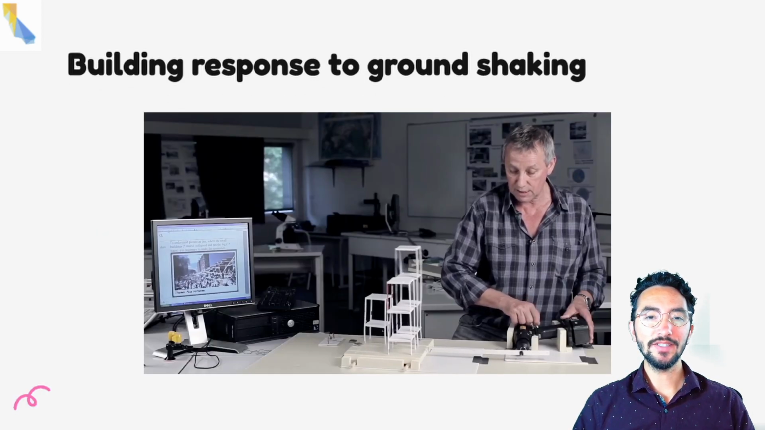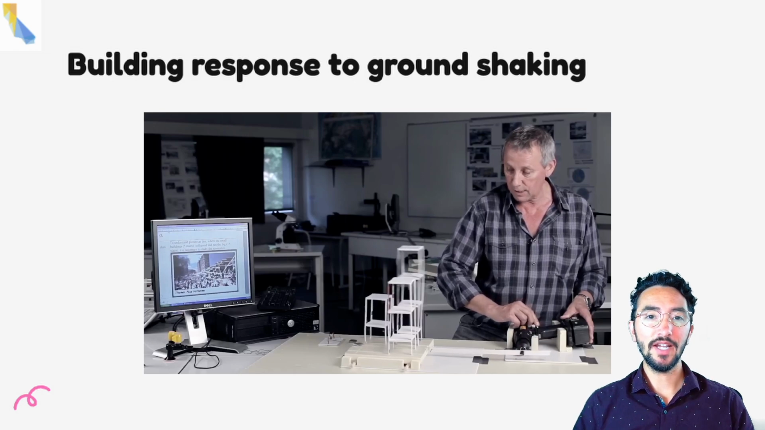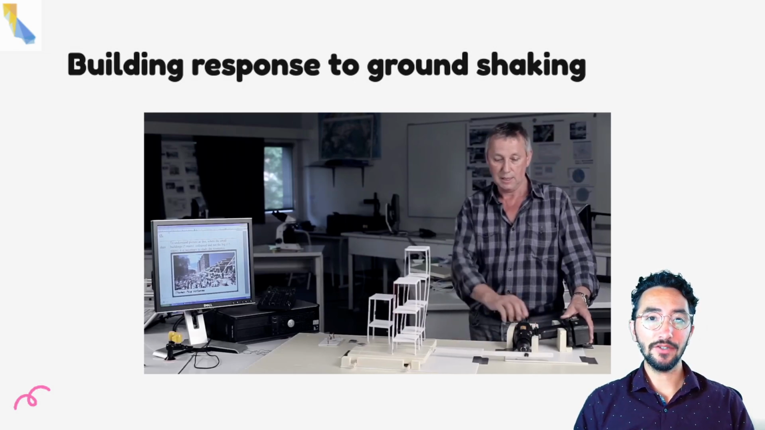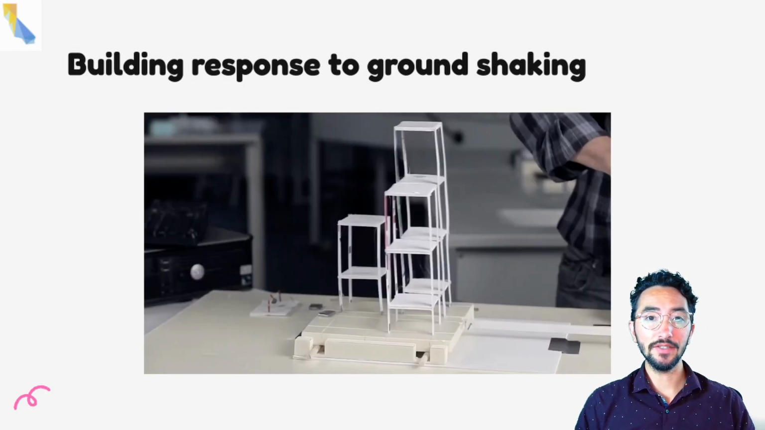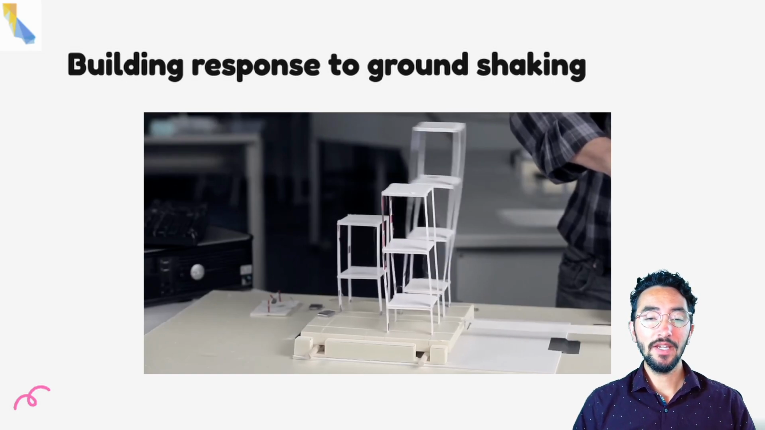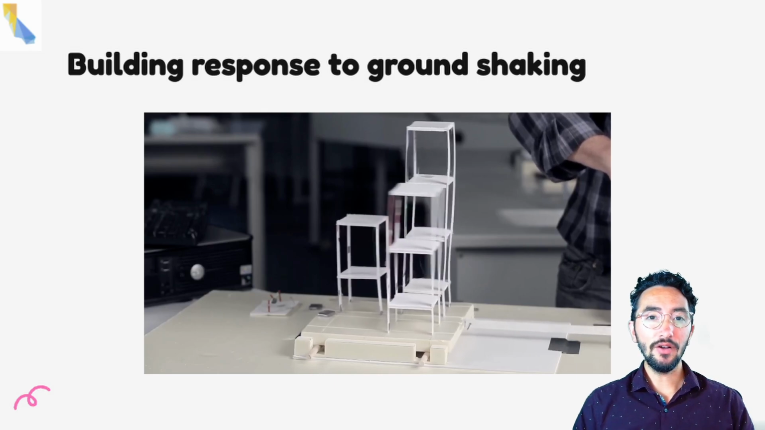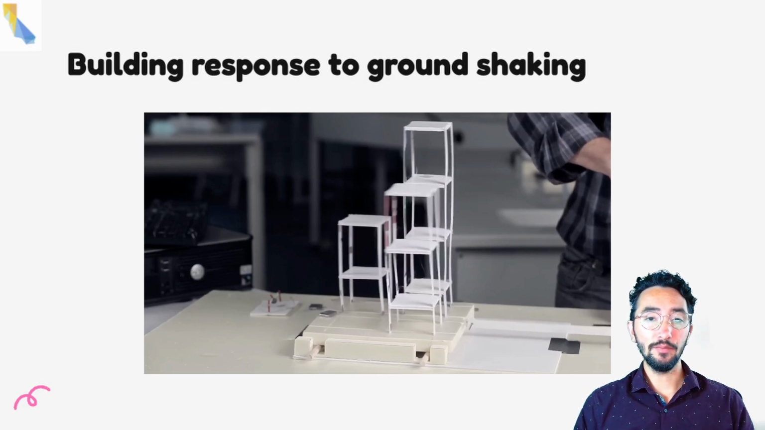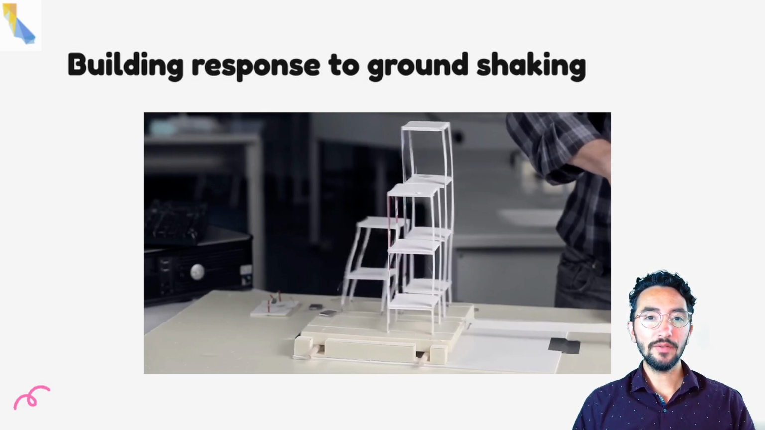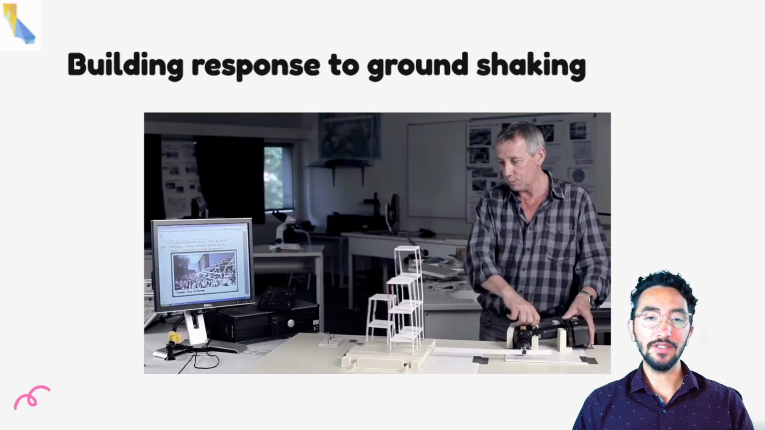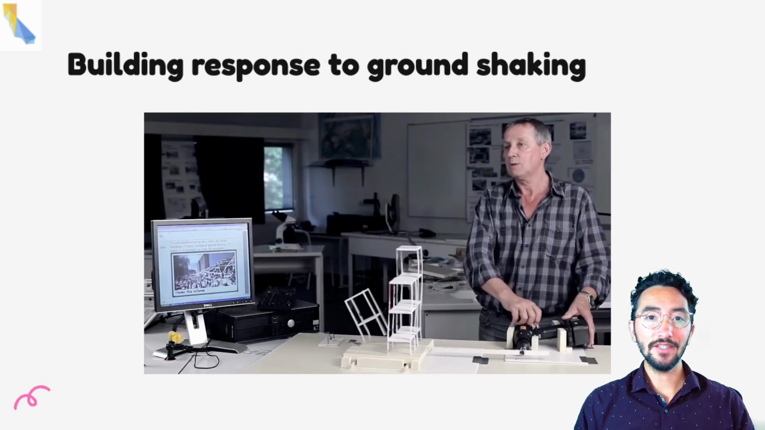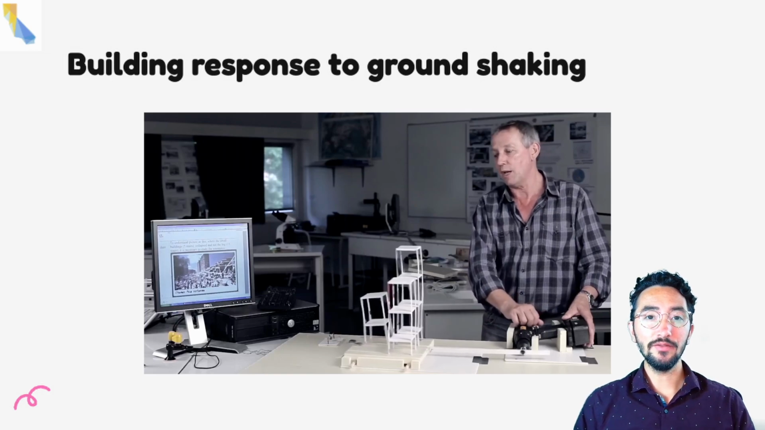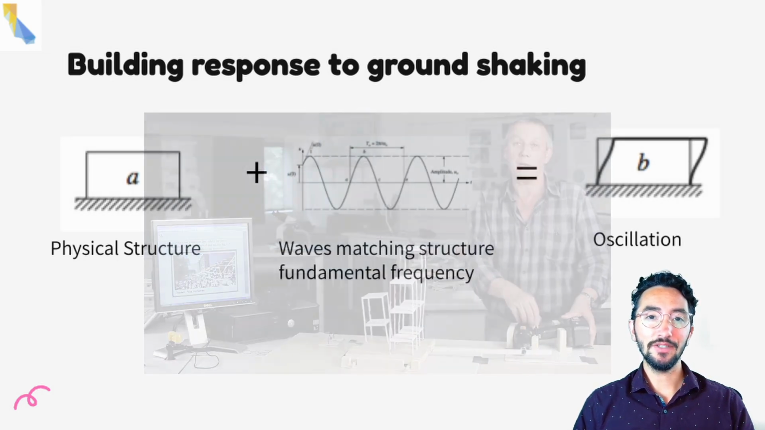Now, in this video, we can see a physical example of what happens when you shake different structures with different fundamental frequencies on the same base. And what we can see is that no matter what, when the shaking is happening, all of the model structures are moving, but when the frequency happens to match the frequency of the structure, then that structure itself moves even more than the base. And this is where damage happens.